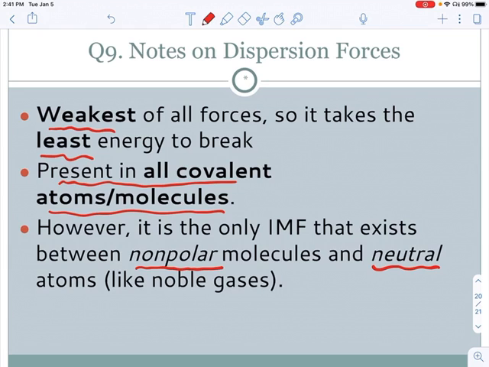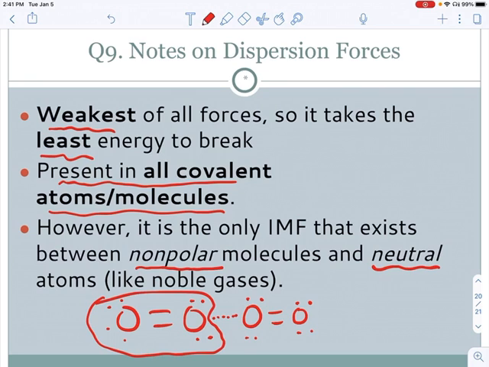So an example of a nonpolar molecule would be something like oxygen. Oxygen is nonpolar because it's symmetrical and there's no permanent dipole. But this can still form an instantaneous dipole, and thus there can be a dispersion force between neighboring oxygen molecules, right? This would be our dispersion force between our neighboring molecules, each with their electron clouds.